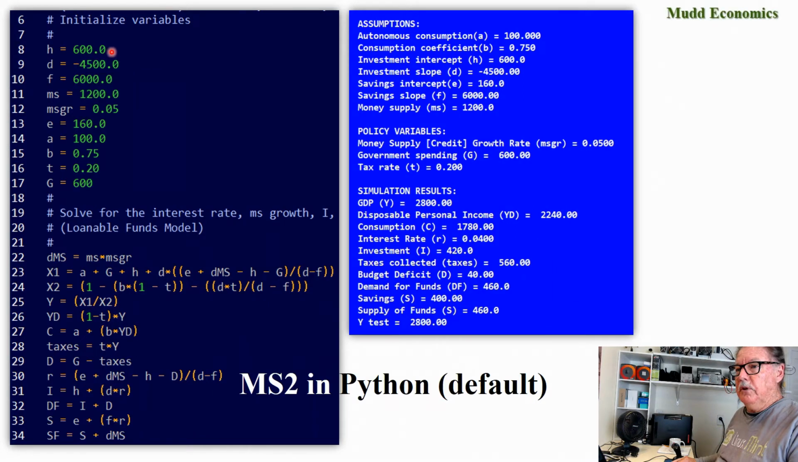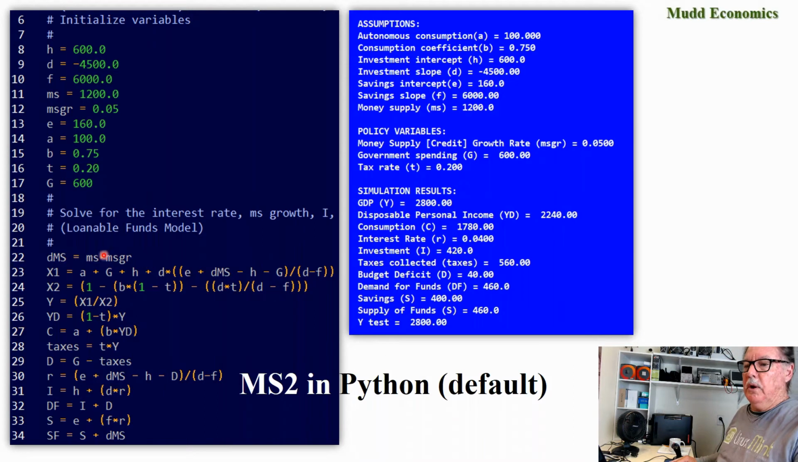Now, we see here, these are the values we assumed in the previous video that I cut. You may not know what these mean, but they're represented over here. So we have autonomous consumption at 100, investment coefficient, consumption coefficient at 75. Then we have the intercept and slope, savings intercept and slope, the same things we talked about in the prior video. And we have our policy variables separated, and these are our default simulation results.